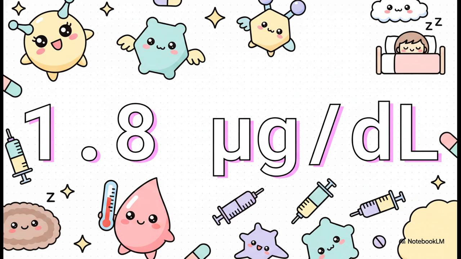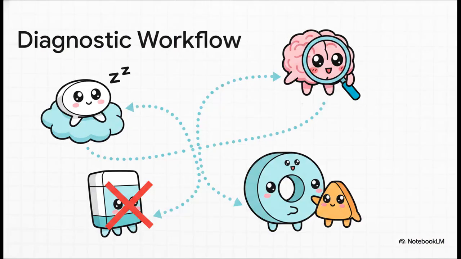We use this specific cutoff during a 1 milligram overnight dexamethasone suppression test. If your patient's morning serum cortisol is not suppressed below this level, it's a very strong indicator of hypercortisolism. The precise diagnostic workflow starts with that 1 milligram overnight dexamethasone suppression test. If those results are elevated, we then measure morning plasma ACTH to localize the source.